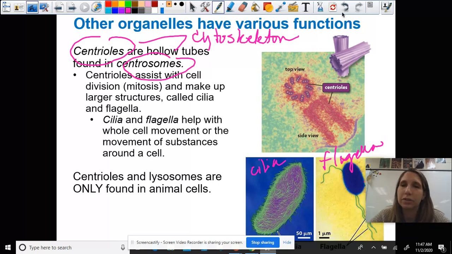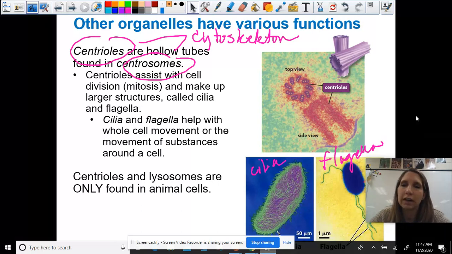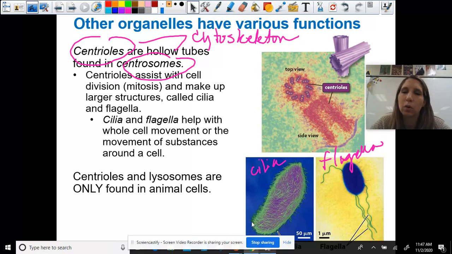So cilia, as you can see right here, are kind of hair-like in their structure. There's a whole bunch of them. On the outside, it's all the green kind of thread-like stuff you can see there. It kind of makes it look fuzzy. Flagella help with the movement of the whole cell. This is the type of structure that we see on sperm that helps sperm cells to move when they're trying to go and fertilize the egg.